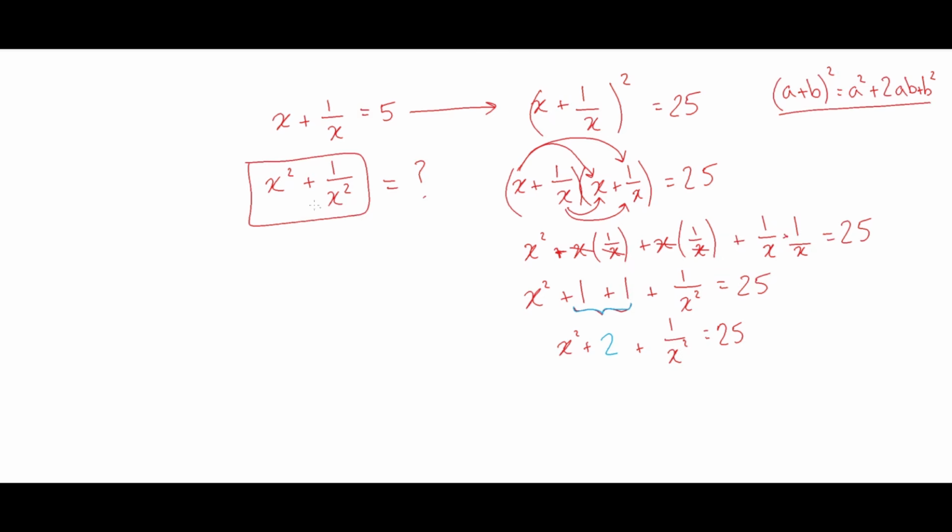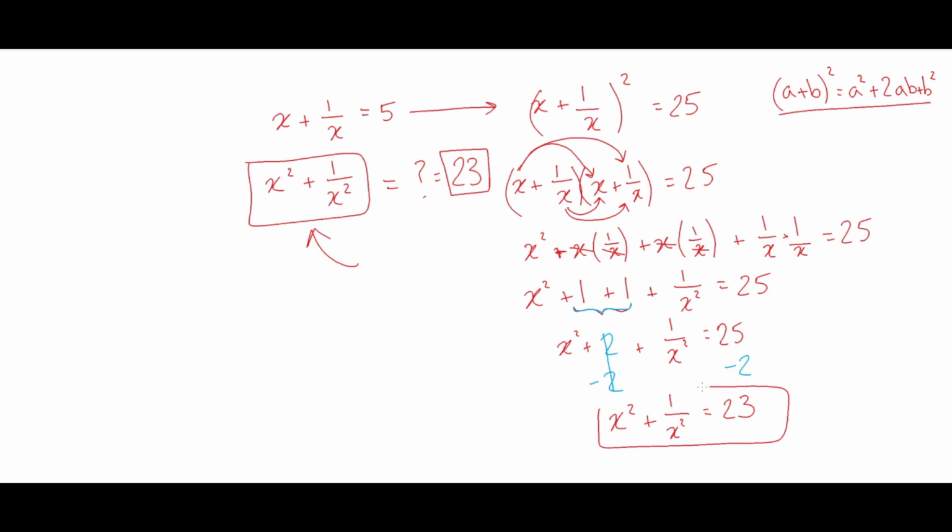And what we wanted in the first place is x squared plus 1 over x squared, this part right over here. And you can see we have these two parts, x squared plus 1 over x squared. So all we have to do is subtract 2 from both sides, and you get x squared plus 1 over x squared is equal to 23. And so that is what this is equal to. This is equal to 23.